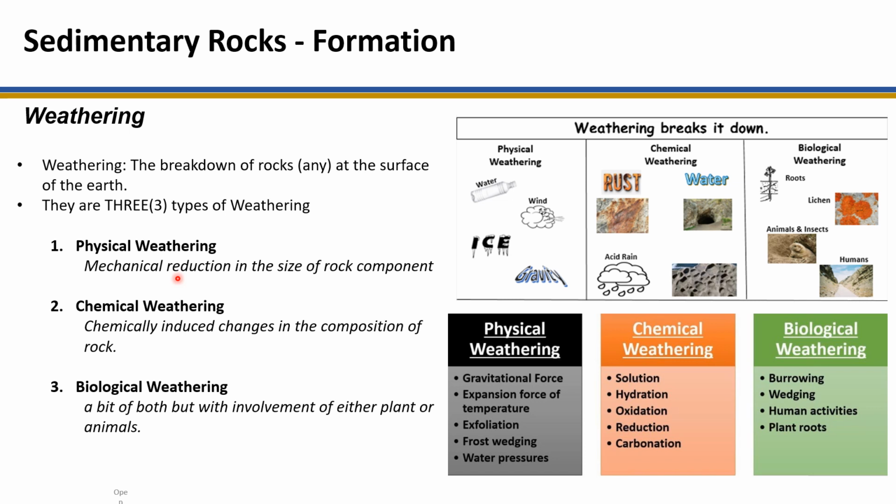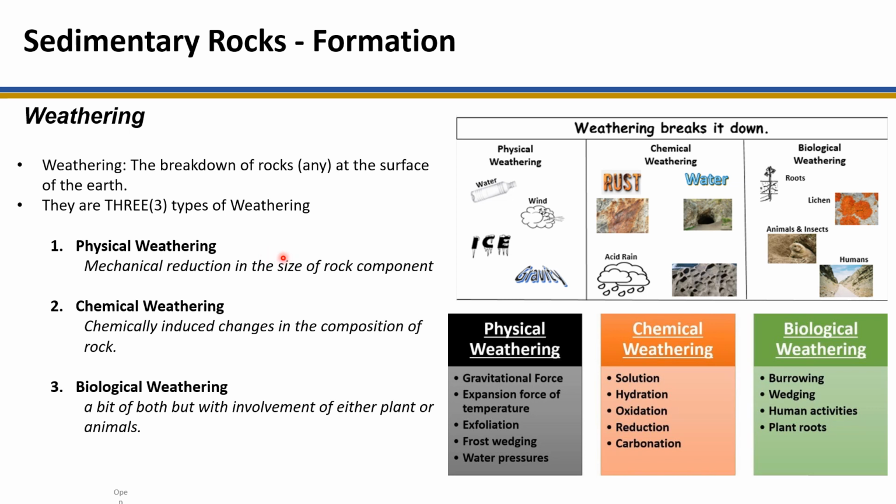For example, wind can cause rock to break down by abrasion, which is the process of rocks being rubbed against each other. Water can cause rock to break down by hydrolysis, which is the process of the rock being dissolved by water. Ice can cause rock to break down by frost wedging or ice wedging, which is the process of water freezing in cracks in rocks and expanding, causing the rock to break apart.